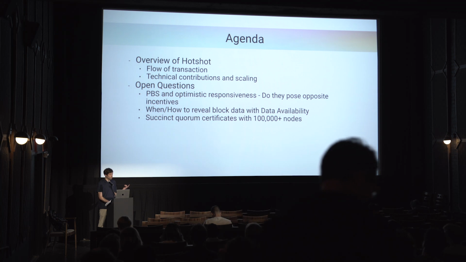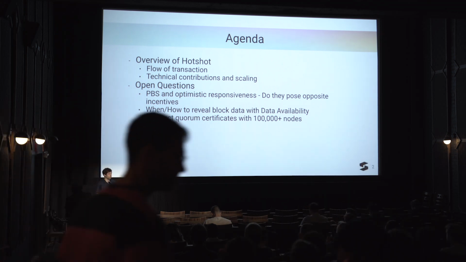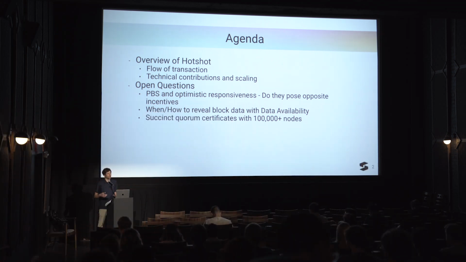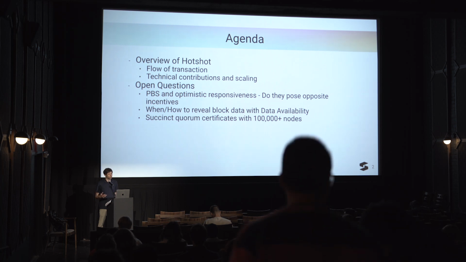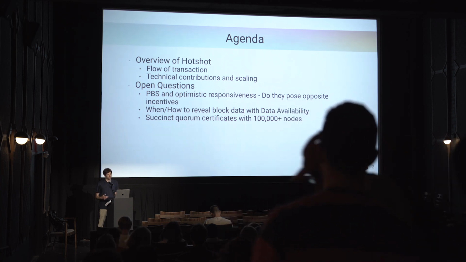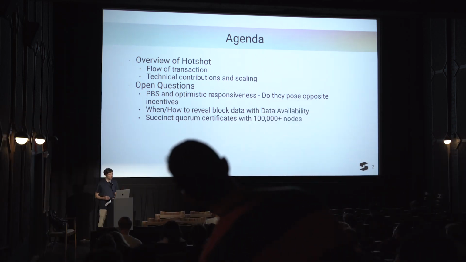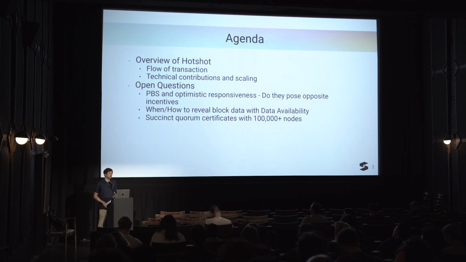So, quick overview of what I'm going to go over. First, I'm going to go over the flow of a transaction through Hotshot. Hotshot is the name of our decentralized sequencer, which we're developing. And then I'm going to talk about some of the technical contributions we made to improve the scaling of our consensus. Our goal is to be able to scale to tens of thousands of nodes because we think if there's a successful decentralized sequencer, it's going to attract a lot of people.